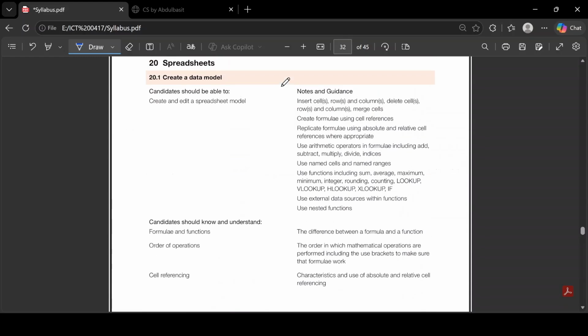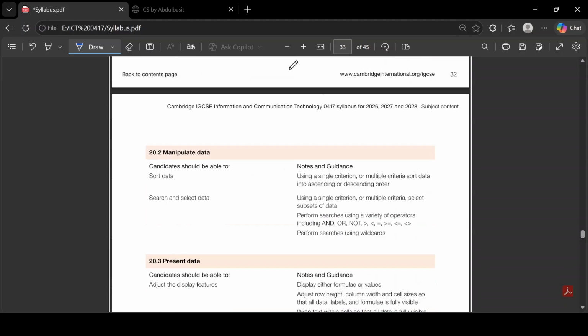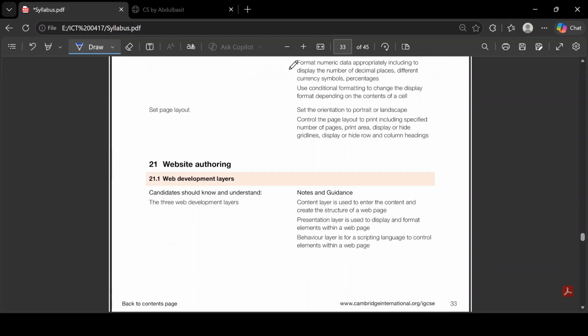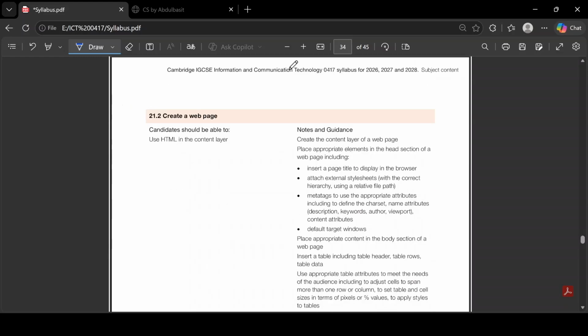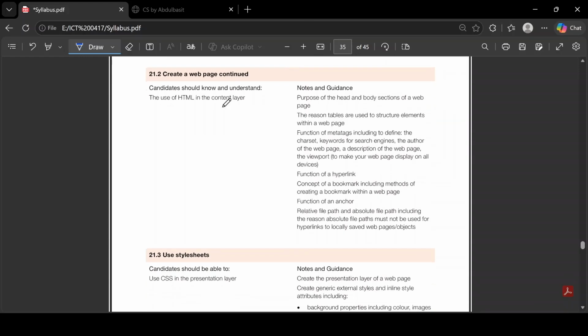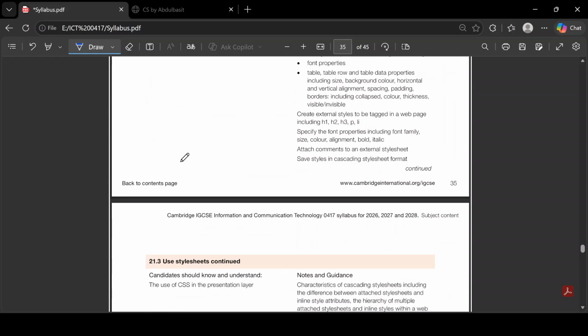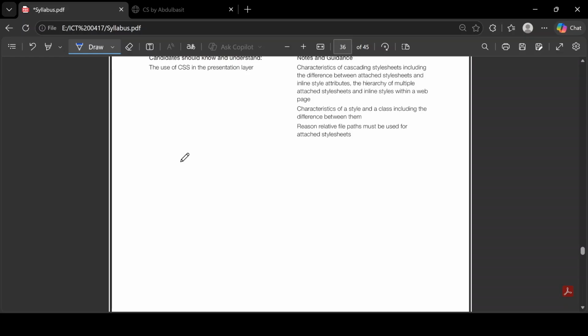Chapter 20 is for paper 3. Okay, in this we will understand about spreadsheet, how to create a model, how to manipulate the data, how to present the data. Then chapter 21, also known as the last chapter, is for paper 3 again, website authoring, in which we will understand about the web development layers for both theory stuff and the practical stuff, how to create a web page and how to use the style sheets. So this is our syllabus regarding the ICT.